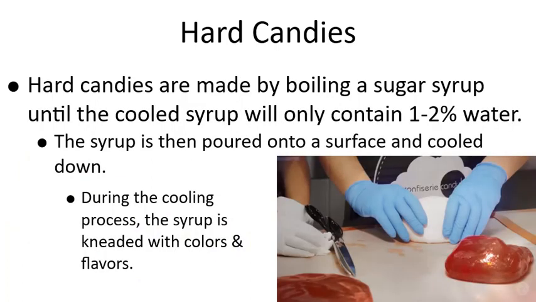Hard candies are made by boiling the sugar syrup until the cooled syrup will contain only 1 to 2% water. The syrup is then poured onto a surface and cooled down. During the cooling process, the syrup is kneaded with colors and flavors in much the same way that bread dough is kneaded. This kneading mixes the colors and flavors throughout the viscous syrup. Once the syrup cools, it solidifies into a hard candy that holds its shape.